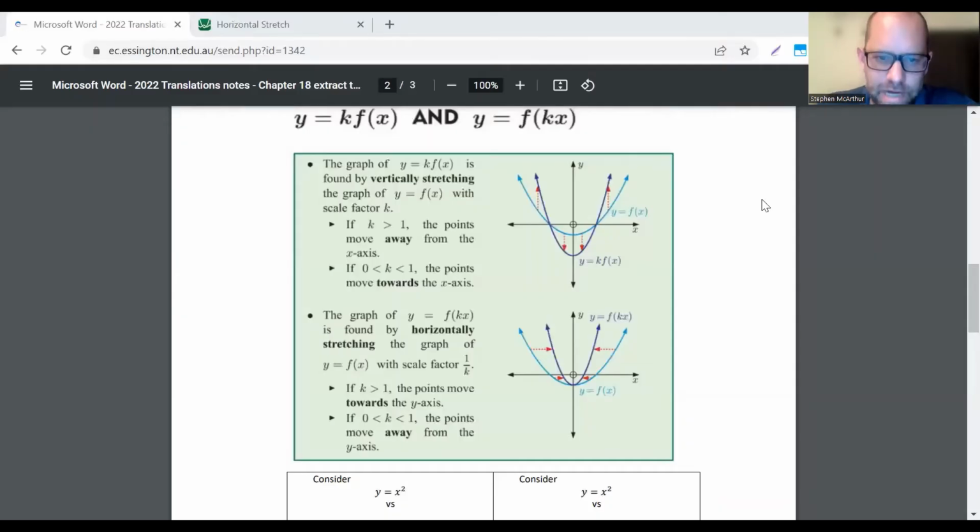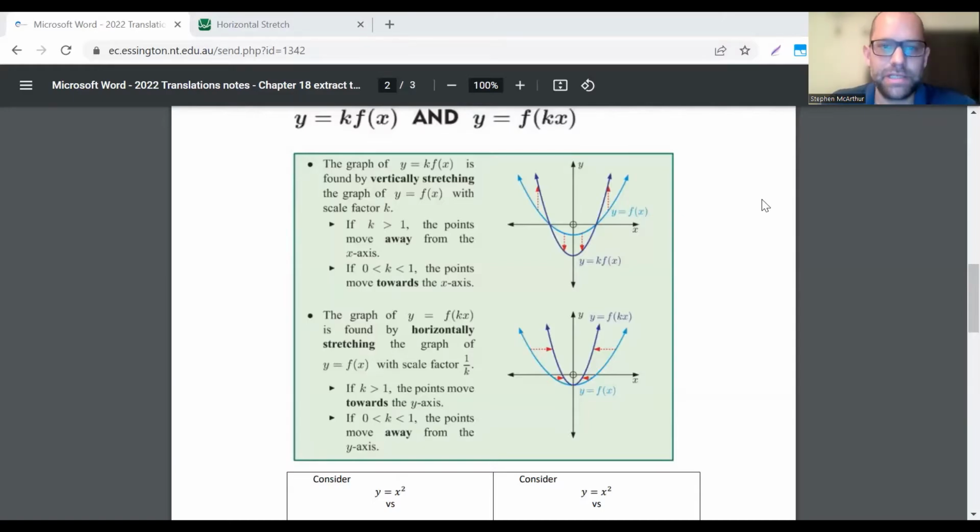Welcome back, guys. So I'm going to have a quick look at the horizontal stretching of a graph, and we really need to read this one properly because the scale factor is not intuitive. It's the opposite of what you think would happen. So we're going to read this really carefully.